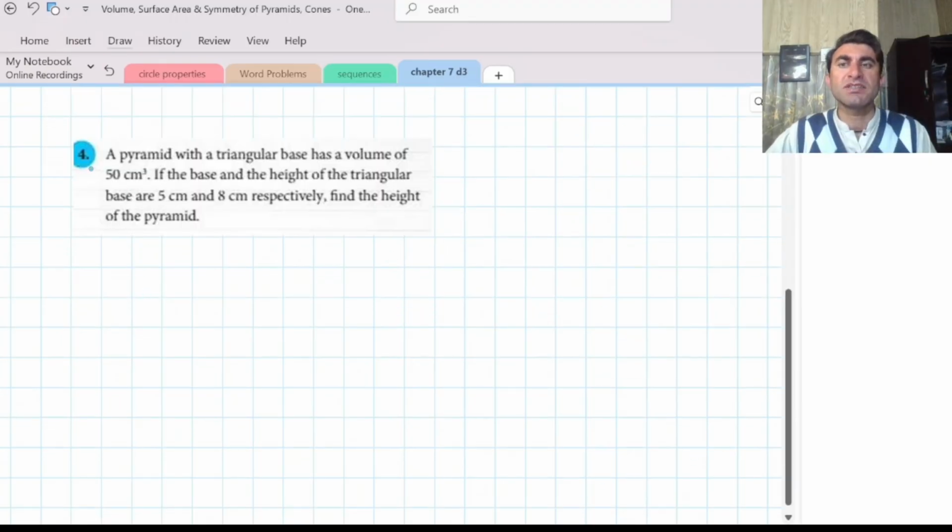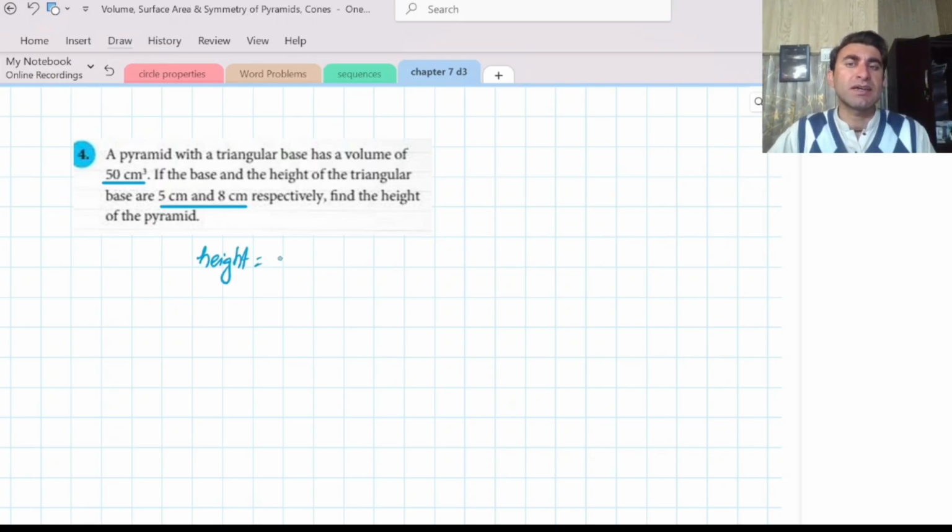Now in question 4, a pyramid with a triangular base has a volume of 50 centimeter cube. So we are given the volume of the pyramid with a triangular base. If the base and height of the triangular base are 5 centimeter and 8 centimeter respectively, find the height of the pyramid.